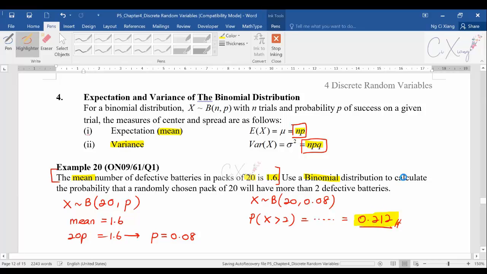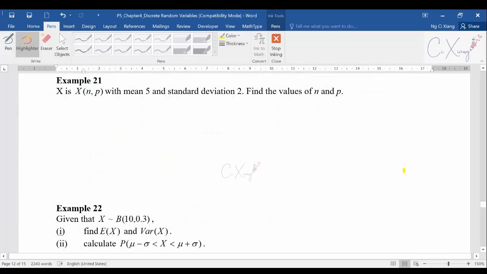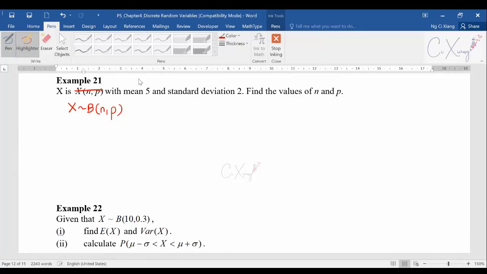Now we can continue to example 21. Wait, my file is loading again. Okay, we continue with example 21. I made a typo here, so I think you should change it. It should be x is binomial distributed with n and p. They say the mean is 5, the standard deviation is 2. Find the values of n and p. So the mean is 5.